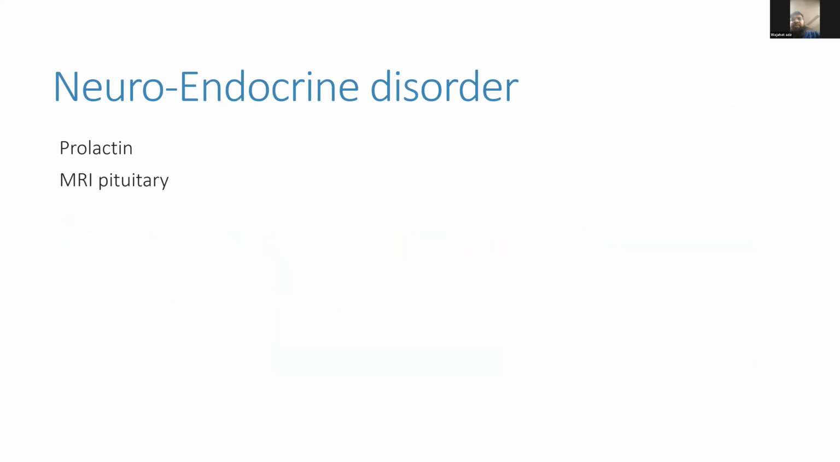A few words about the pre-testicular failure, that is a low FSH situation. So the way to work up, as I said, would be prolactin and MRI pituitary, but essentially it is a neuroendocrine disorder, and most of the urologists would not feel comfortable treating those patients. If you have a prolactinoma, it would be preferable to refer them to an endocrinologist to put them on medications.